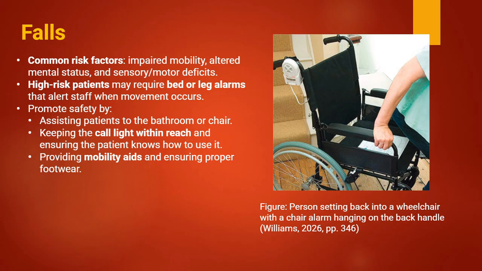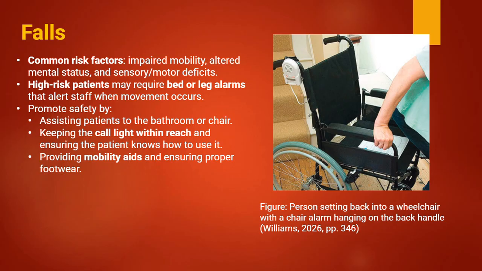Beyond alarms, simple, consistent nursing interventions are key to fall prevention. Keep the call light within easy reach and remind the patient to use it before getting up. Always answer call lights promptly. Assist with ambulation to the bathroom, bedside commode, or chair as needed, and encourage the use of mobility aids such as walkers or canes. Ensure the bed is in the lowest position, wheels locked, and side rails used appropriately. Provide proper footwear, such as non-slip socks or shoes, to improve stability. Make sure the environment is well lit, clutter-free, and dry to prevent slipping hazards.